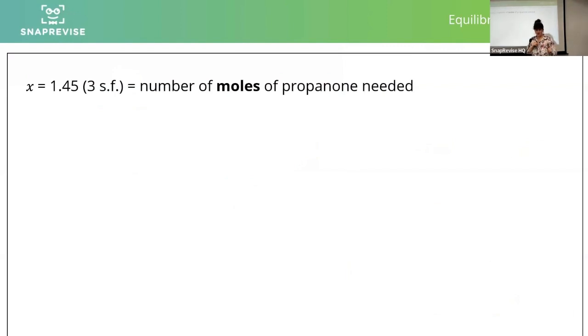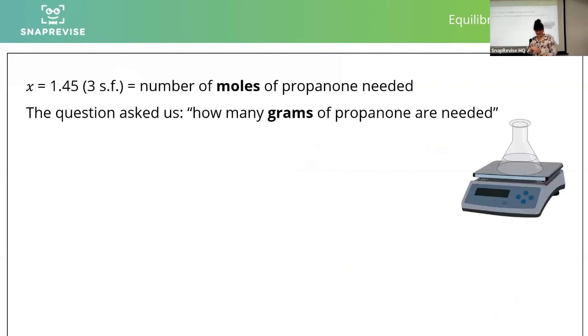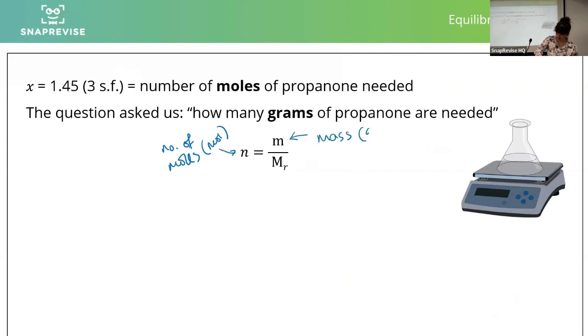And we haven't finished yet because I've got the number of moles of propanone needed. But the question asked us for the mass. They asked us for grams. So what equation are we going to need to use to work out mass if we've got moles? It's hopefully n equals m over Mr. So that's the number of moles, in mol, is equal to mass in grams over the molar mass in grams per mole. Or I could give that in grams mol to the minus 1.